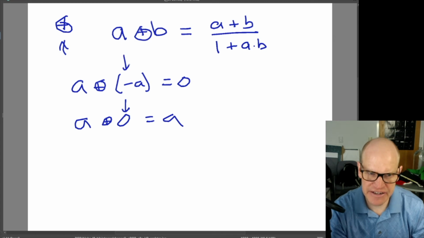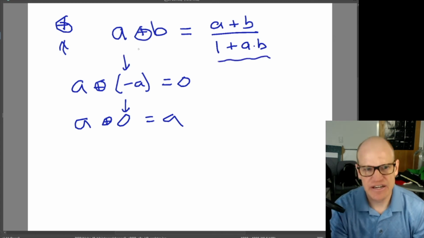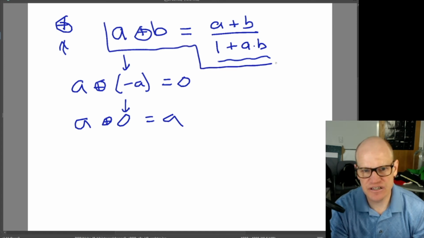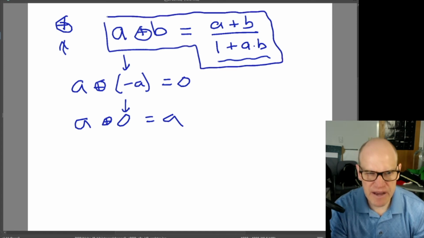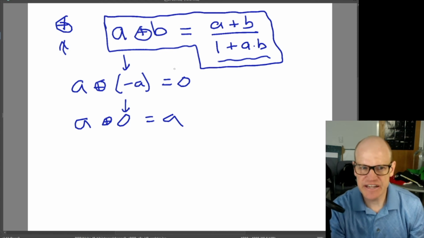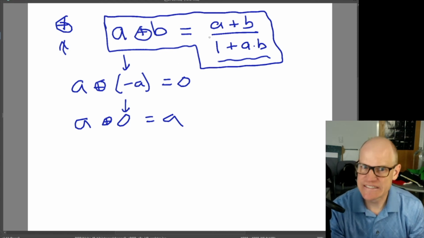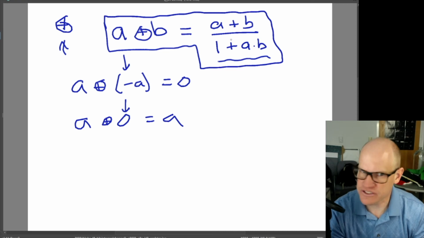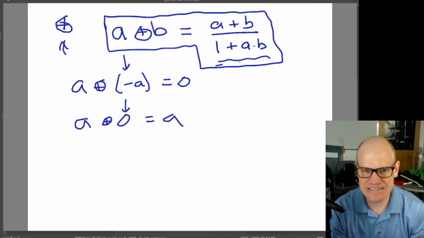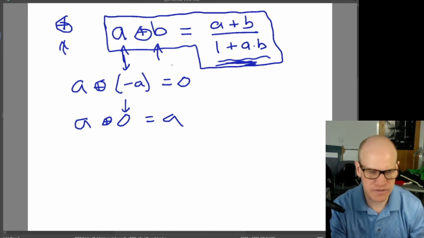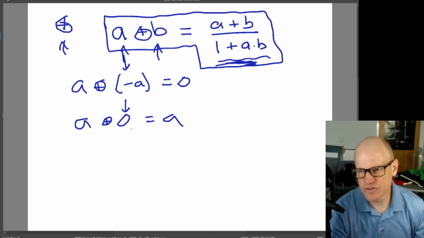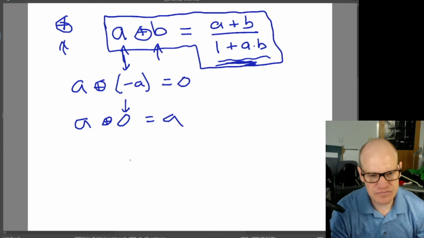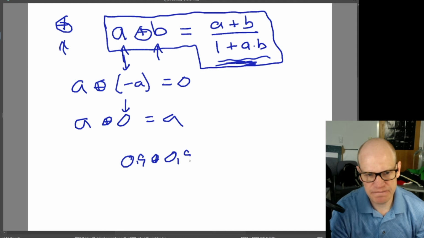It's got the same additive inverses that addition has, but it's got this weird kind of denominator thing. And I claim that this is a mathematical operation that takes me from any number less than 1 to any other number also less than 1. That this will always return a number that is less than 1 if my input numbers are less than 1. And the example that I give in my class is 0.9 circle plus 0.9.